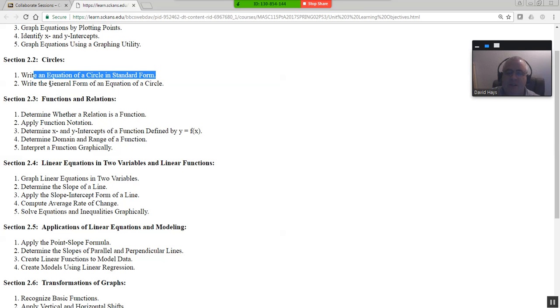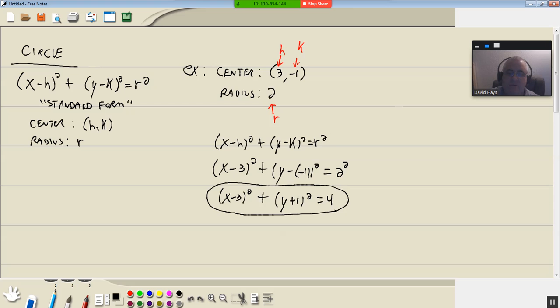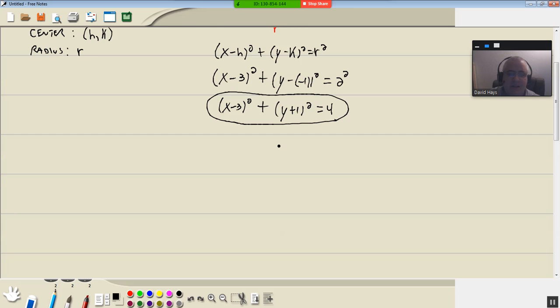Now the second item talks about writing a general form of an equation of a circle. And I guess I could continue with this problem. General form means get rid of the parentheses to begin with, and then we'll get it in a certain form. Let's start off getting rid of the parentheses. X minus 3 times x minus 3. That's what x minus 3 squared means. And y plus 1 times y plus 1.